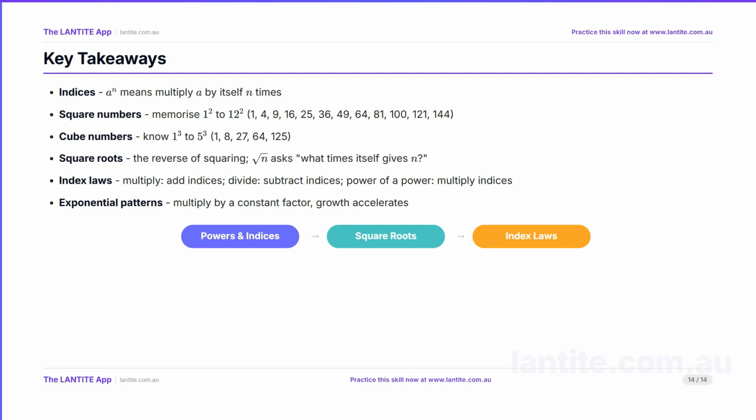The index laws let you simplify expressions with the same base: add indices when multiplying, subtract when dividing, and multiply indices for a power of a power. Finally, exponential patterns involve multiplying by a constant factor, which causes values to grow faster and faster. Make sure you can confidently apply all of these concepts before moving on.